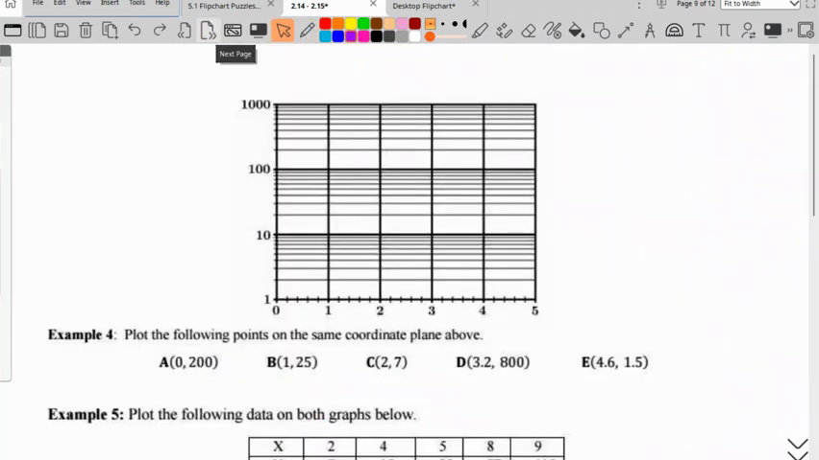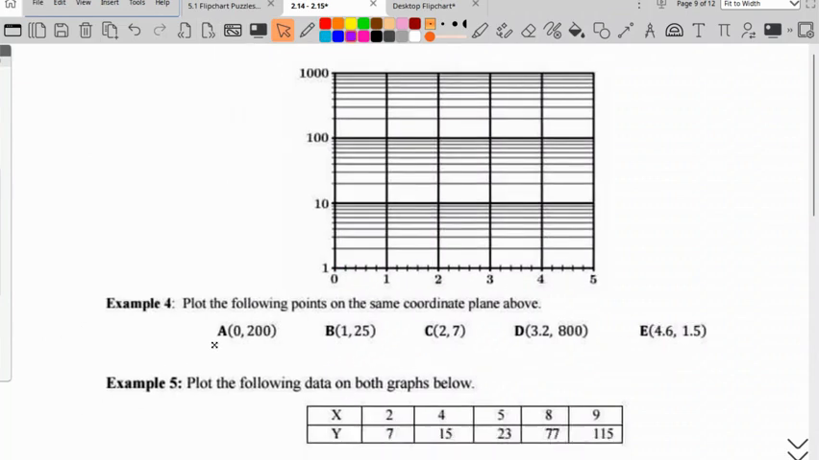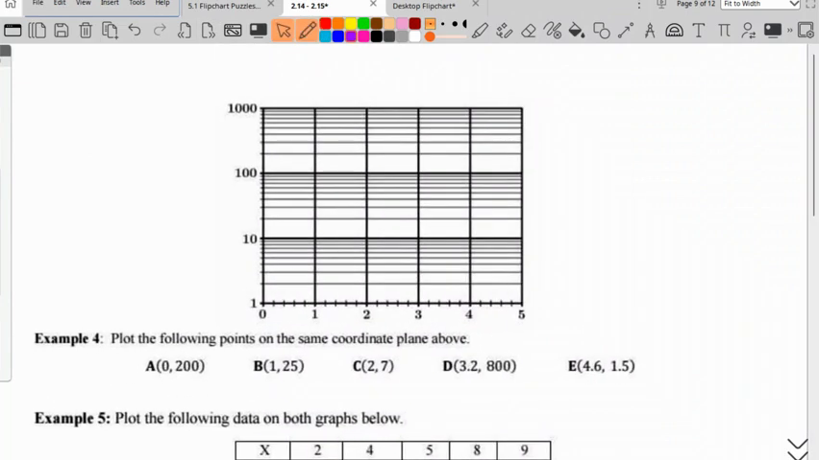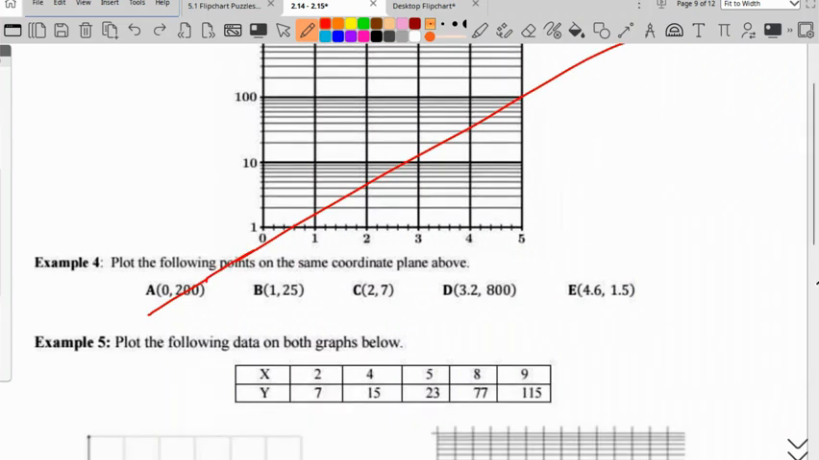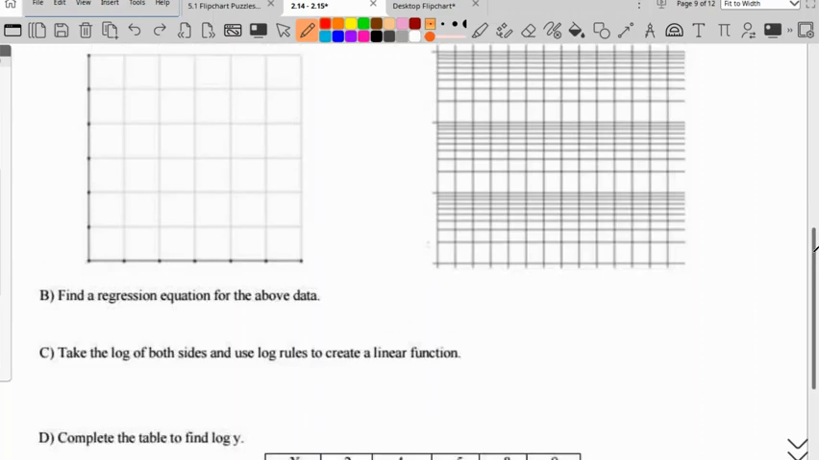We're going to skip this one. This is just plotting points. So you guys have done that before, but you can do it again if you want more practice with that. So that's just plotting on a semi-log plot, and the answers are on the notes key if you want to do that. Let's take a look at number 5.